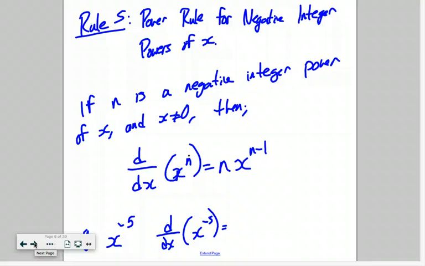So if the exponent that's on your value of x is also negative, the same rule applies, where again you're just taking that exponent value, bringing it out in front, multiplying it by the leading coefficient, and then dropping your exponent by 1.